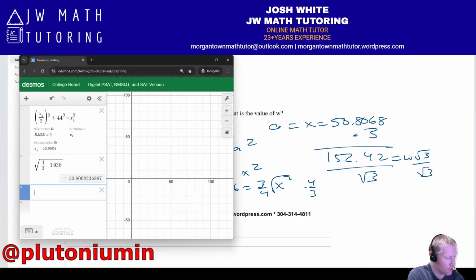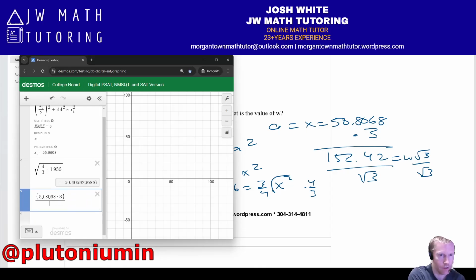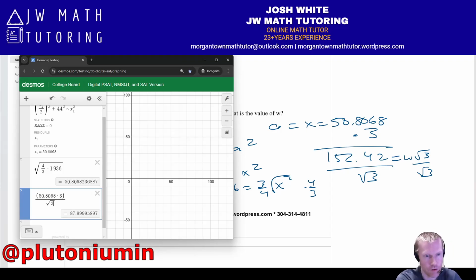If I take the first value, 8068, and I multiply it by 3, and now I'm going to divide. So here's the problem. Notice if I don't have the actual exact value, it gives me 87.999. So probably on the test, you would realize that if I try to enter this in, technically truncating it, it'd be 87.99, but if you round it, it would be 88. So you probably figure out that it's really supposed to be 88, but you don't know for sure.